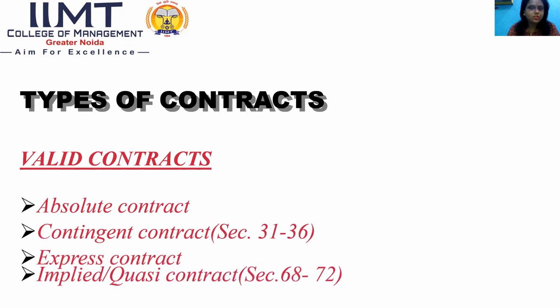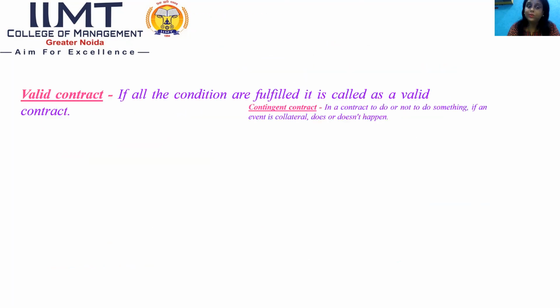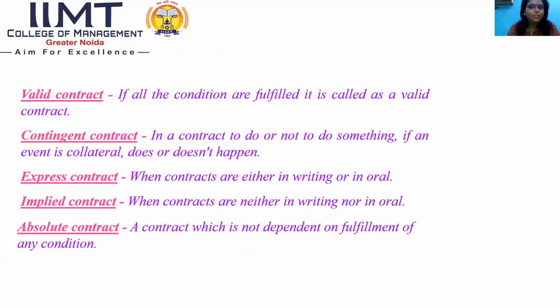Now, there are types of contract. The first one is valid contract. It includes absolute contract, contingent contract according to Sections 31 to 36, express contract, implied contract and quasi contract, Sections 68 to 72. Now, what is a valid contract? Let's discuss one by one. A valid contract is one in which all the conditions are fulfilled. In a contract to do or not to do something, if an event collateral to it does or does not happen, it is a contingent contract. An express contract is when the contract is either in writing or oral. When a contract is neither in writing nor oral, it is called an implied contract. A contract which is not dependent on fulfillment of any condition is called an absolute contract.